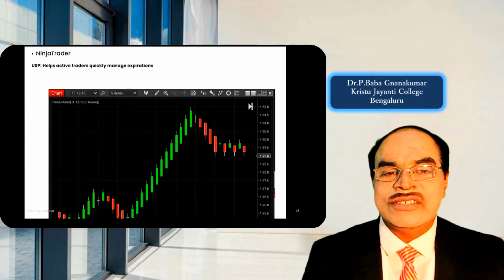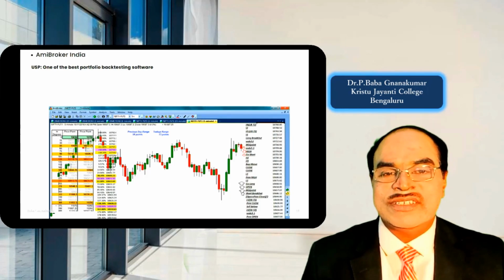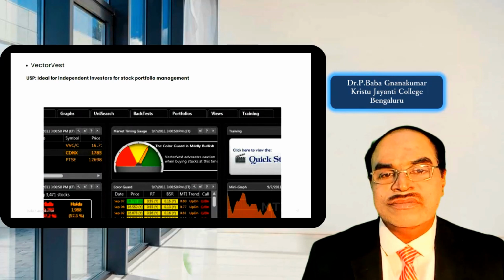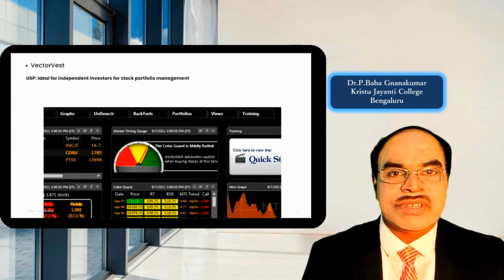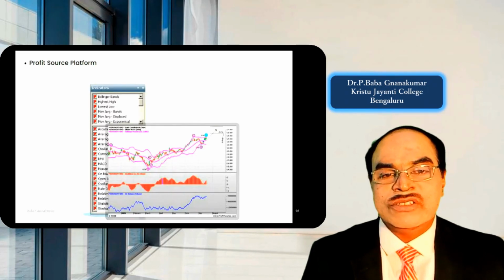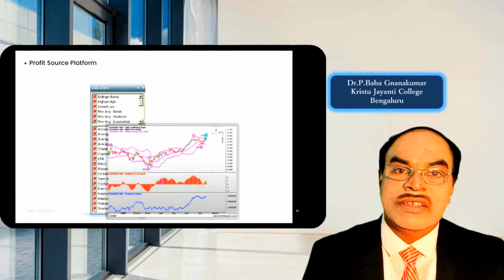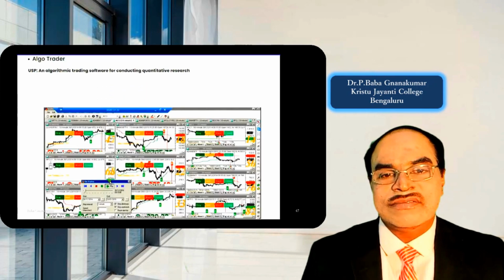Ninja Trader is another organization which provides the candlestick diagram of every time movement in different exchanges. Ami Broker India is also using the same type of methodology. One difference is that you can compare the others also. Vector West will say what your investment position will be, and what different portfolios you can select. That is the advantage. Profit source platform is based upon the investment avenue in even equities and debts.